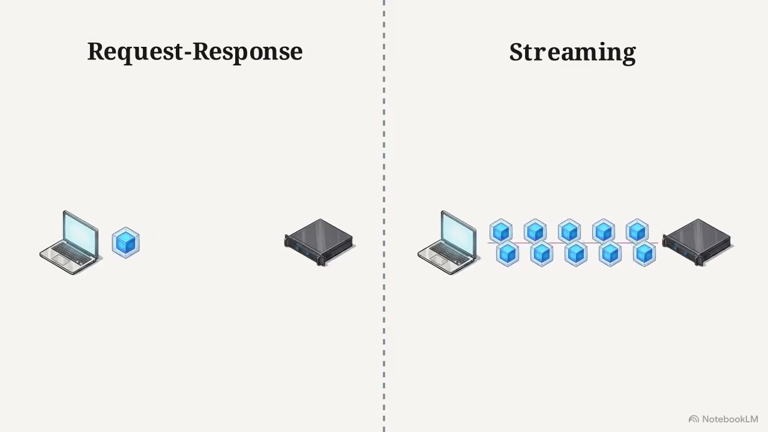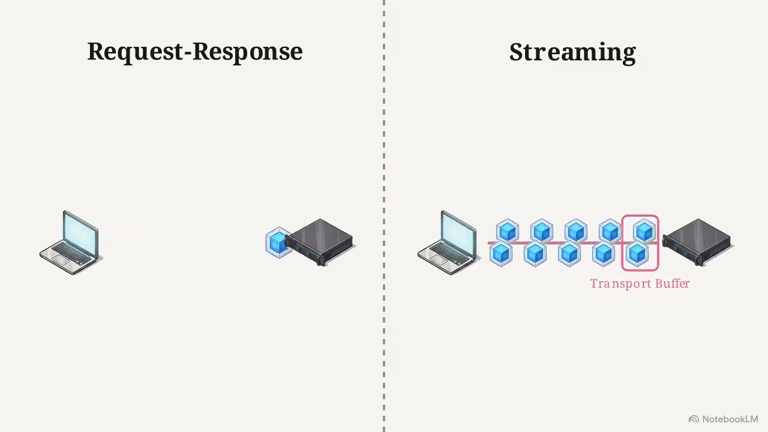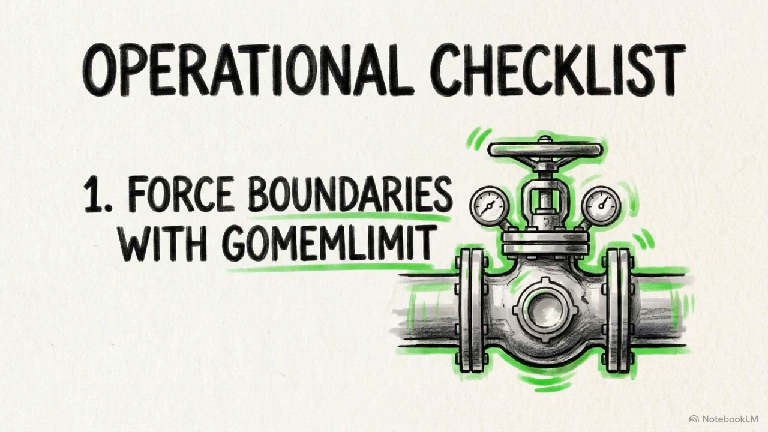In a standard request-response architecture, the system naturally resets its resource state the moment a call completes. Streaming architectures inherently accumulate state. Connections persist for hours. Buffers expand but rarely contract. Treating a stream like a request guarantees failure. Building Go streaming services requires a non-negotiable operational checklist.